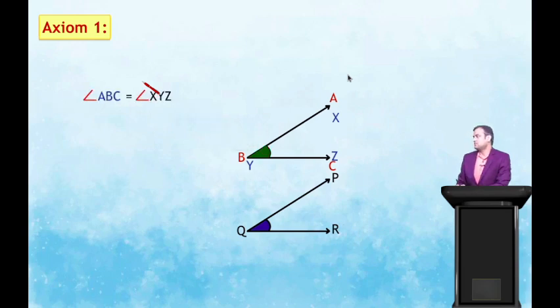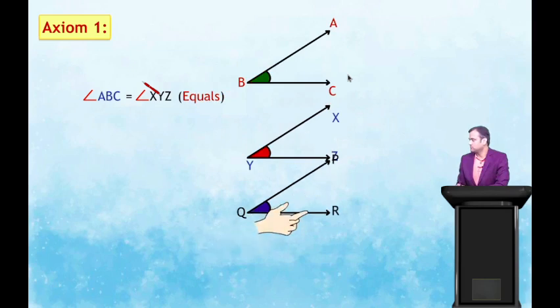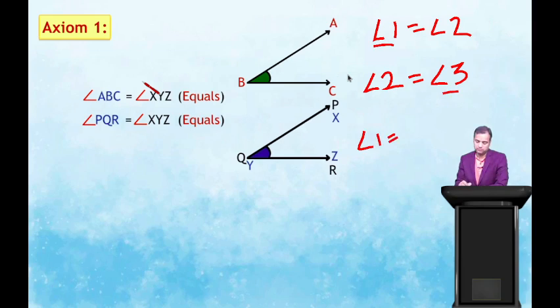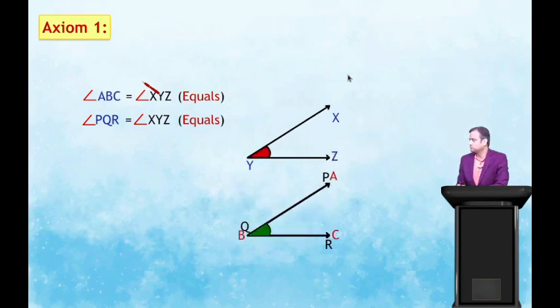So angle ABC is equal to angle XYZ. The first angle is equal to the second angle. So these are called equals. And the second one is equal to the third one. So the first one is equal to the second, and the second is equal to the third, so obviously the first and third are equal. This is our first axiom.